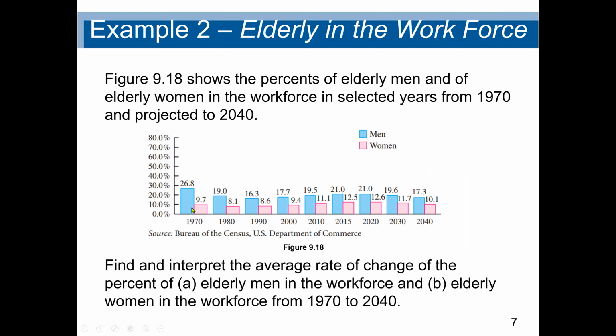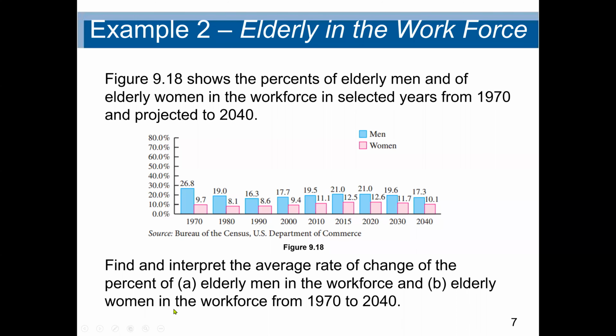So here we can say, okay, let's find the average rate of change between 1970 and 2000. That would be 2000 minus 1970. Let's say for men, men will be 19.5 minus 26.8. We can see that there's a decrease here, so the answer will be negative. In 1970, we have more men in the workforce than in 2010. So that's the whole concept of average rate of change.